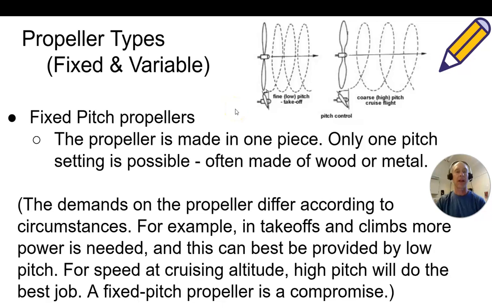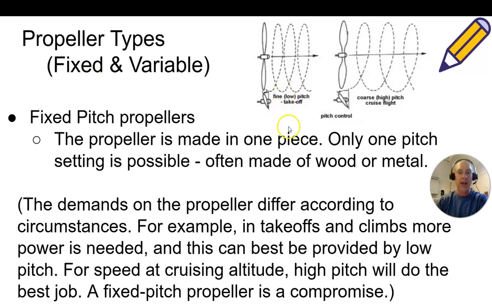Last thing I want you to know here is propeller type. So it's fixed and variable. A fixed propeller pitch is one that is made in one piece. That is like this propeller here, the ones that you're going to be doing and using. It's one pitch. You can't change anything. It's made out of solid wood, solid metal. It's always the same.